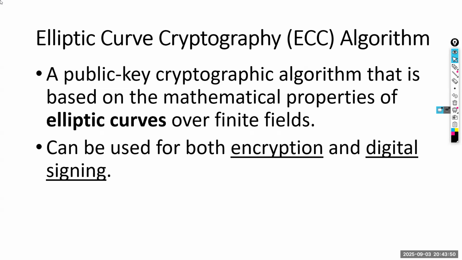Okay, and again, just like RSA, we can use ECC for both encryption and signing. So this is very important because some algorithms you can only use for one task. So RSA you can use for both, ECC you can use for both as well. Okay, elliptic curve cryptography.